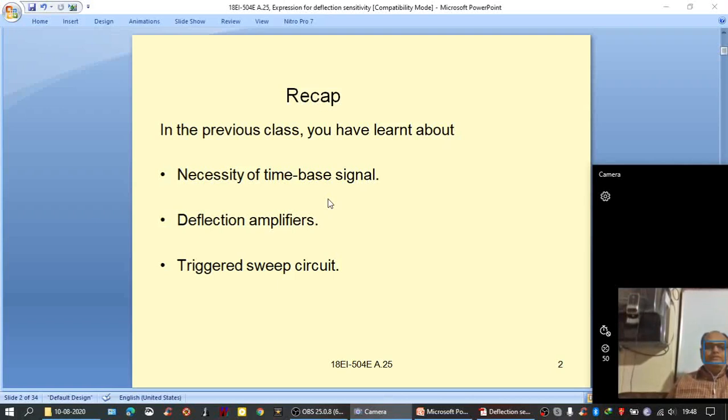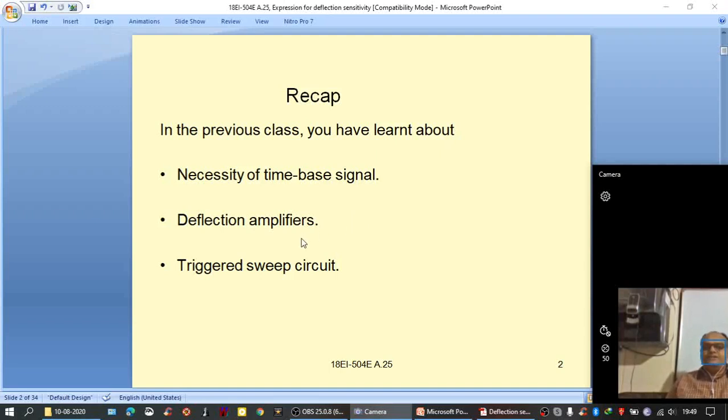Without time-based signal, we will find out only a luminous spot moving in a vertical line. We cannot see the exact wave shape of the applied input signal unless time-based signal is applied and the electron beam is swept through the screen from left to right.